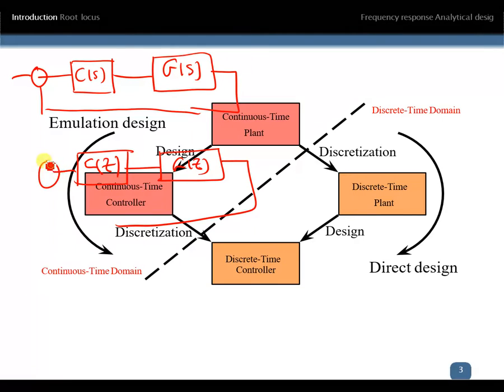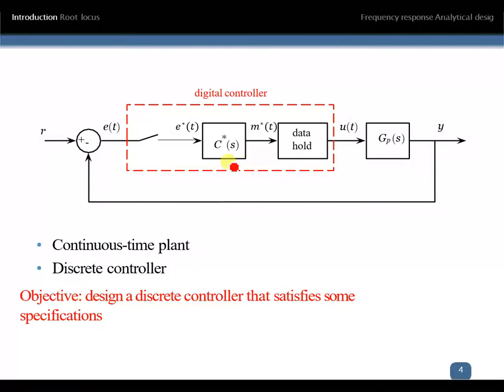We have two ways to design. One way: you design C(s), then change to C(z), and G(s) goes to G(z), using the discretization methods you learned. Or you can directly design in the Z domain, designing C(z). We check together.